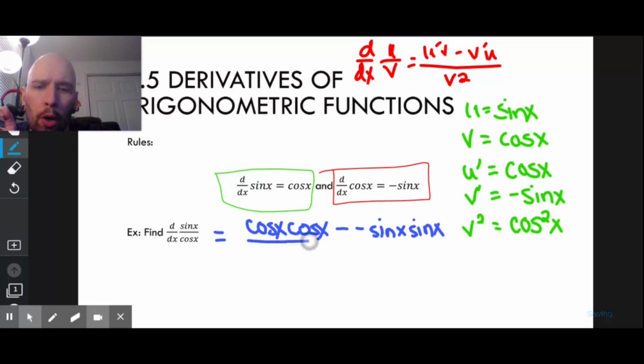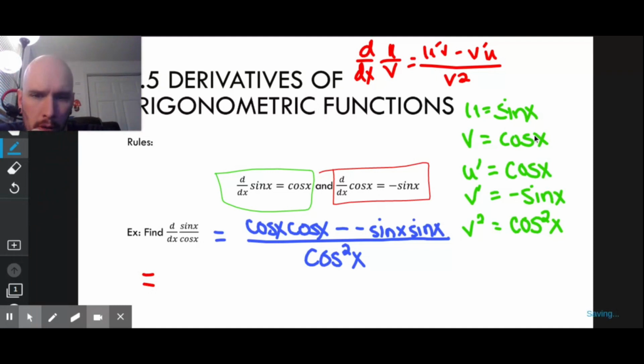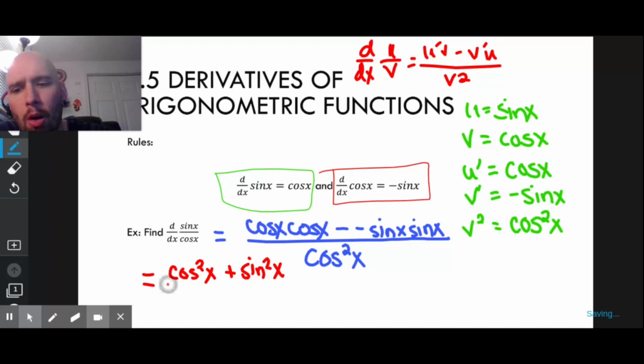All over v squared, which is cos squared x. Well, let's do a little simplifying, shall we? Cos x times cos x is cos squared x. Double negative means plus. Sine x times sine x is sine squared x. All of that over cos squared x.